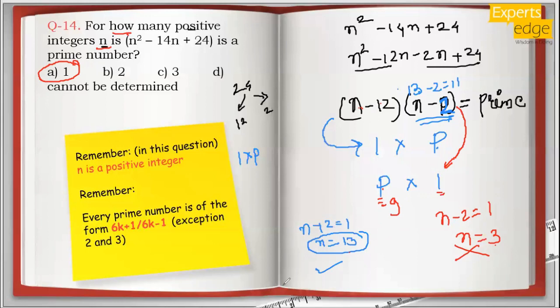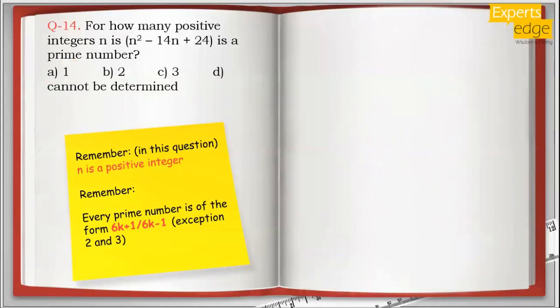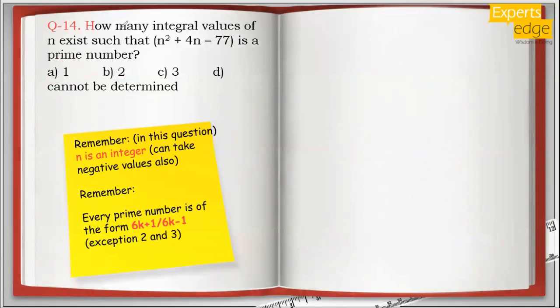So going on to the last question, question number 14. Now note here n is an integral value. Nothing is said about n that n is positive. So n can take positive as well as negative values.